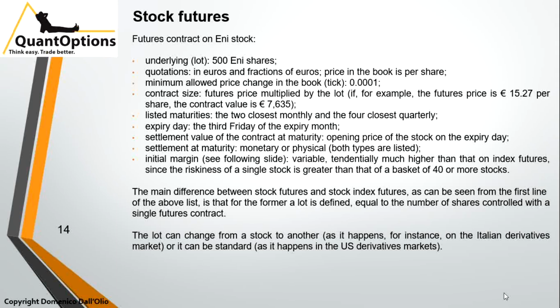equal to the number of shares controlled with a single futures contract. The lot can change from one stock to another, as happens on the Italian derivatives market, or it can be standard, as happens in the US derivatives markets. Usually in the US derivatives markets you have a lot of 100 shares. On the Italian derivatives markets, you can have 100 shares, 500 shares, 1,000 shares, 2,500 shares, 5,000 shares, and so on. For now, that's all.